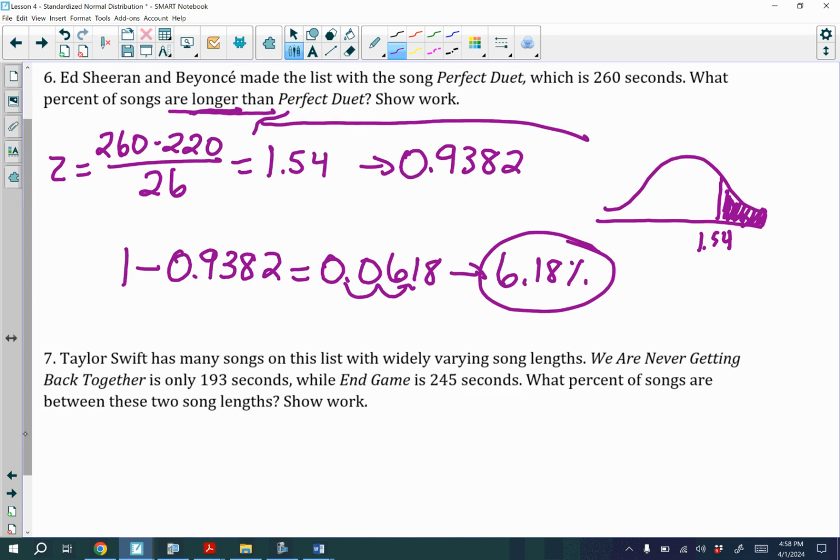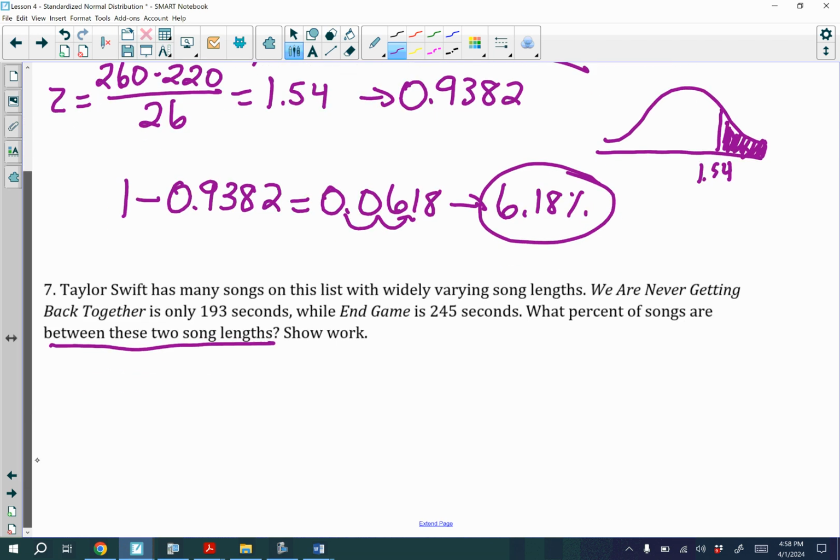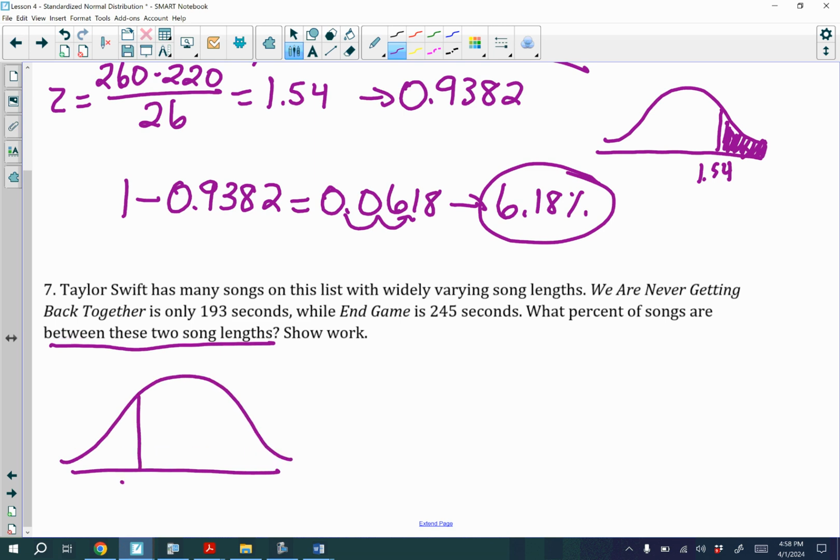It says Taylor Swift has songs on this list with widely varying song lengths. We Are Never Getting Back Together is only 193, while Enchanted is 245. What percent of the songs are between these two song lengths? Ooh, so here, because it's asking us in between, we have about 193 here and 245 here. I'm just estimating. This is what we're wanting, okay?